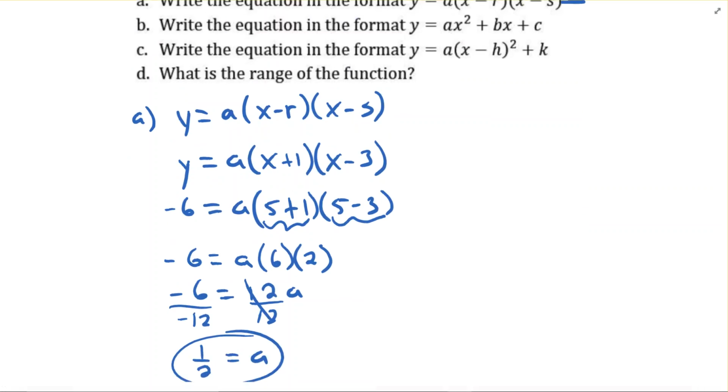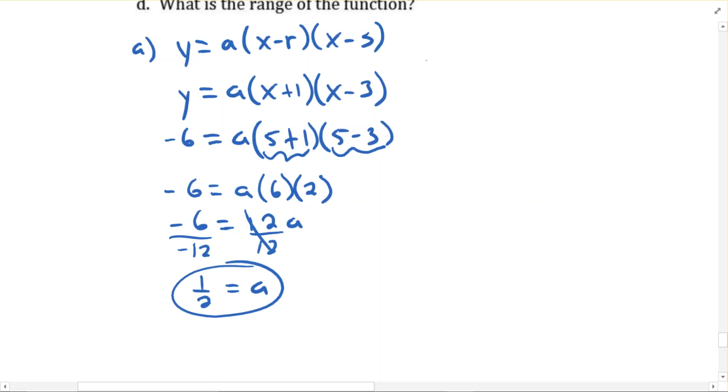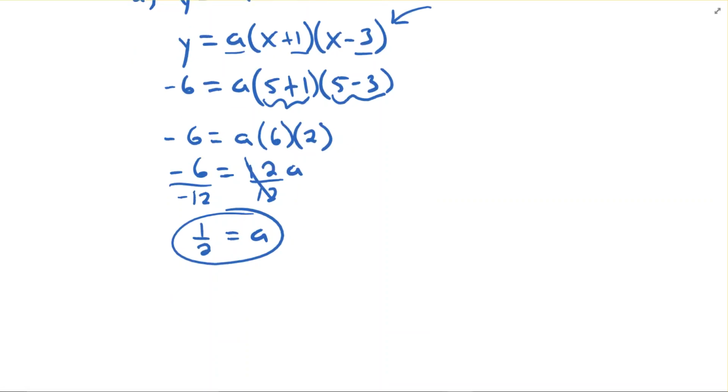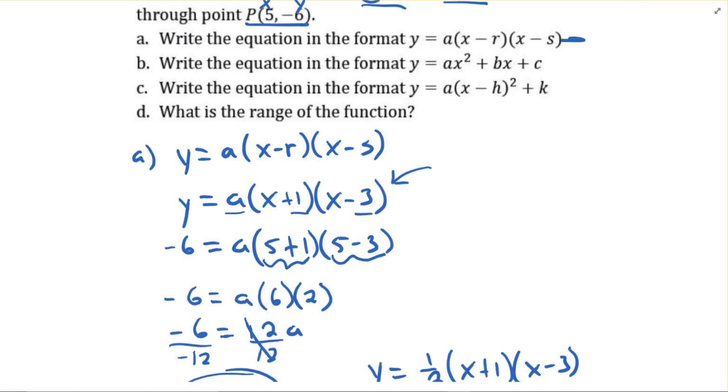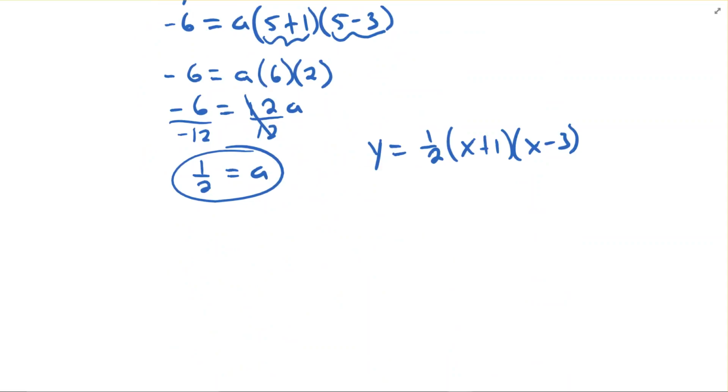So the way we can write our formula, we go back up to this point, leave those numbers in there, and then just put 1/2 in place of a. So in the end, we'd write this as y is equal to 1/2 times x plus 1 times x minus 3. So there, we've got that in factored form. That's part A. Now write the equation in standard form. Now all we've got to do is expand this. So let's take this formula and just expand it out, and we'll do that down here.